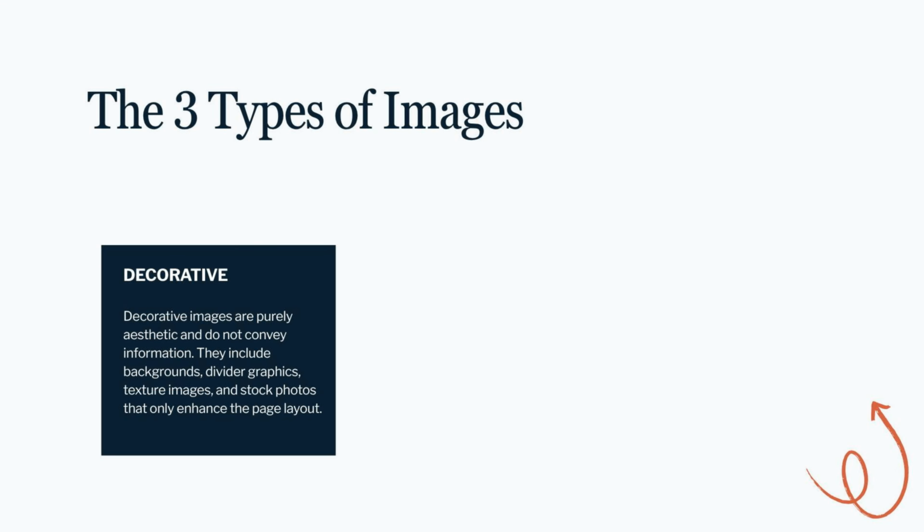Let's walk through the three most common image types you'll find on websites and how to handle each one. Type 1, decorative images. Decorative images are there for appearance, not for meaning. These might be background images, divider graphics, texture images, or a stock photo image that's there to make the layout feel more polished. If you remove the image and the message on the page stayed exactly the same, it is probably decorative.